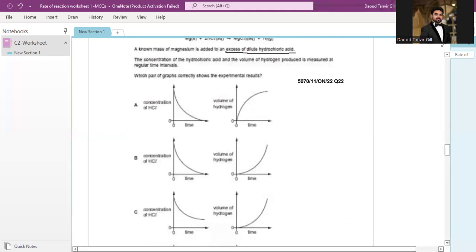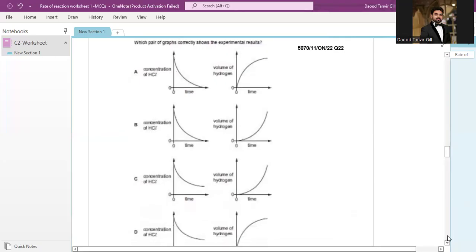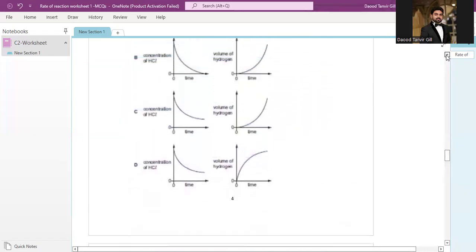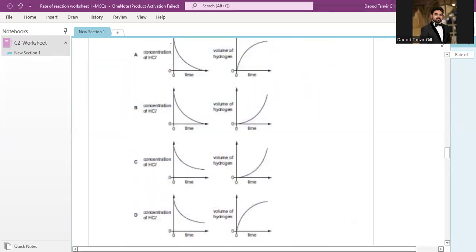Since we know that the concentration of HCl will gradually decrease with time, all the graphs are showing this, but it won't go to zero because an excess of acid has been used. Option A and B show that it drops down to zero. So this cannot be possible because there is excess of acid. Only option C and D are correct because a little amount of acid still stays after the reaction.